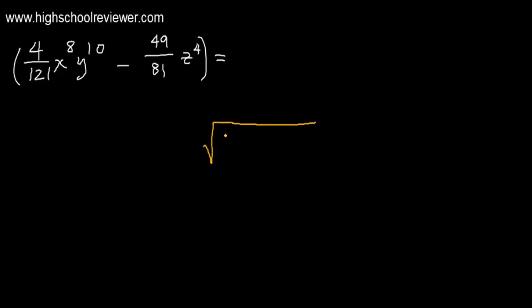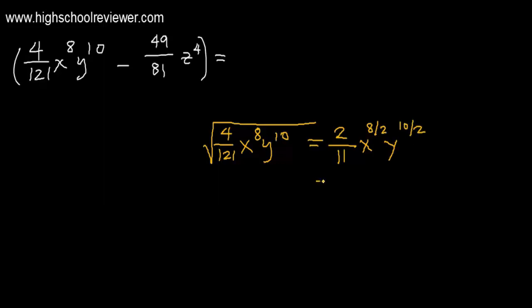For the first term, we will have the square root of 4 over 121 x raised to 8 and y raised to 10. The square root of 4 is equal to 2. The square root of 121 is 11. And then the square root of x raised to 8 will be x raised to 8 divided by 2, and for y raised to 10, this will be y raised to 10 divided by 2. So we have 2 over 11, x raised to 4, and y raised to 5.